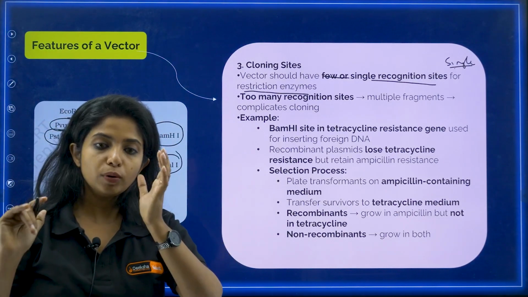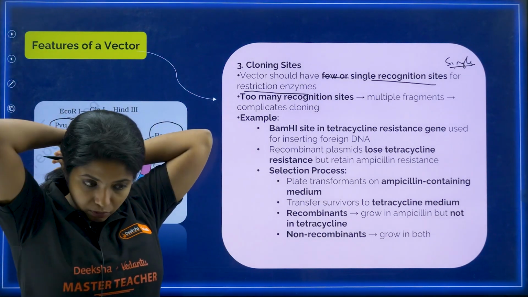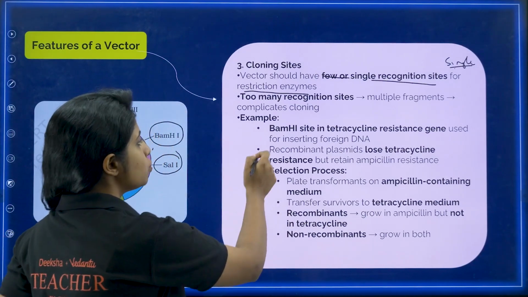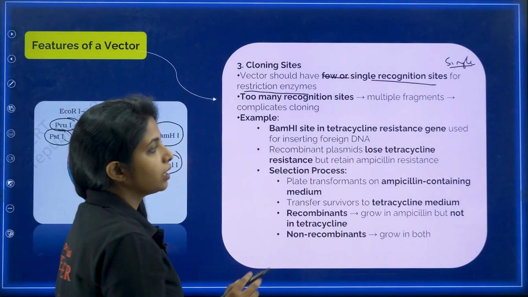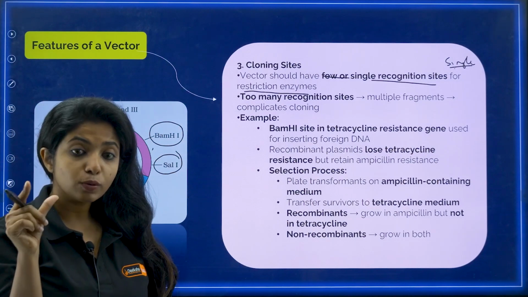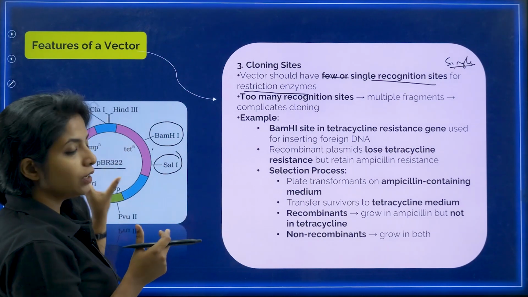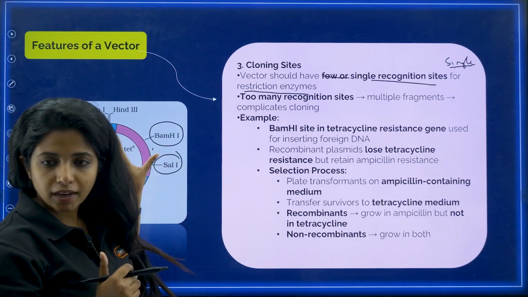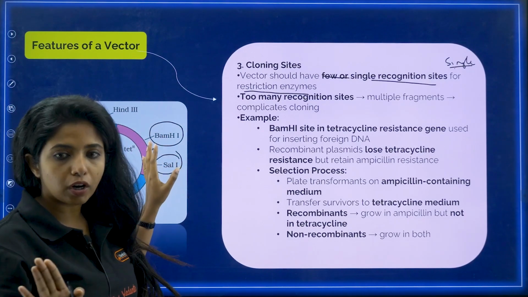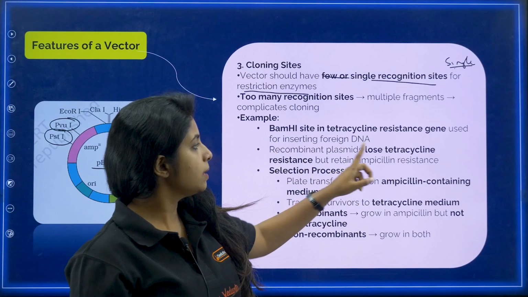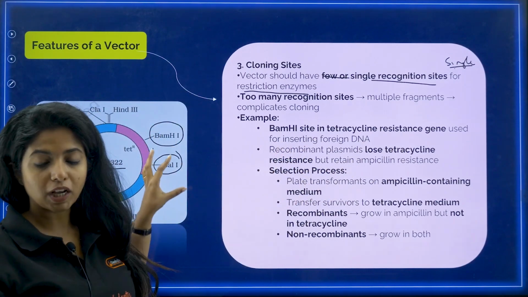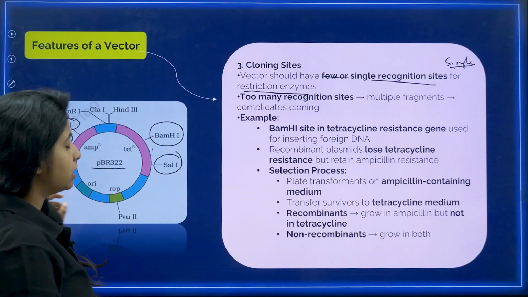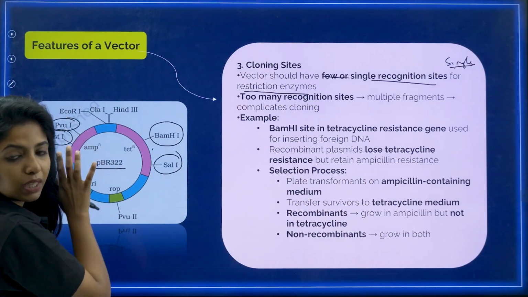Now we are going to do an experiment with which you will understand what is the use of the selectable markers. So BAMH1 site in the tetracycline resistant gene is used for inserting foreign DNA. That means the BAMH1 enzyme is used to cut the site over here, and we are going to insert our gene of interest. Now will it be tetracycline resistant, my dear children? It would not be. So recombinant plasmids lose the tetracycline resistant gene. The new plasmid that is being made does not have tetracycline resistance, but retains what? Ampicillin resistance. It will still be ampicillin resistant because we are not making a cut over here.